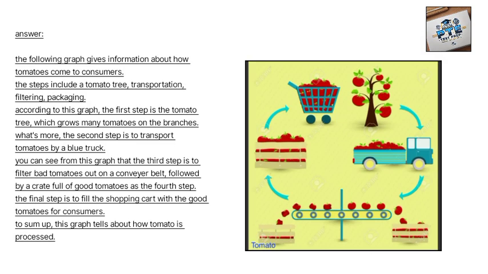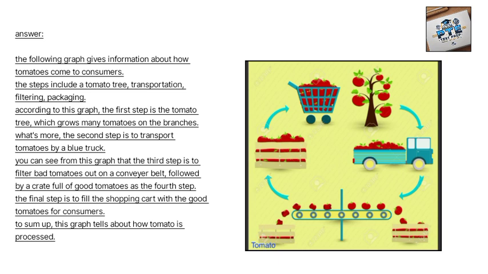The following graph gives information about how tomatoes come to consumers. The steps include a tomato tree, transportation, filtering, packaging. According to this graph, the first step is the tomato tree, which grows many tomatoes on the branches. What's more, the second step is to transport tomatoes by a blue truck.